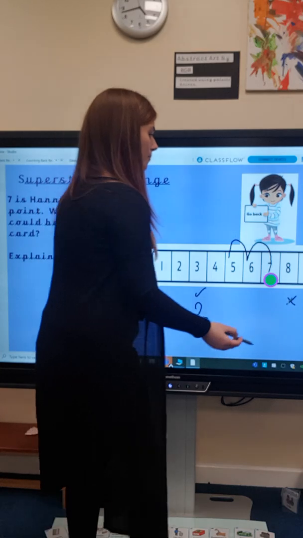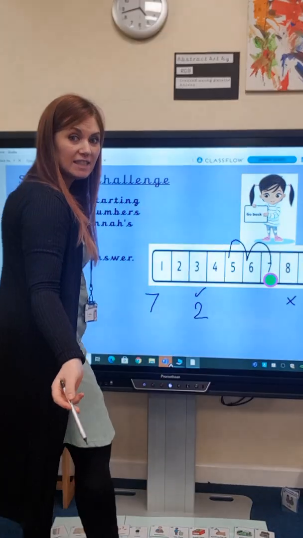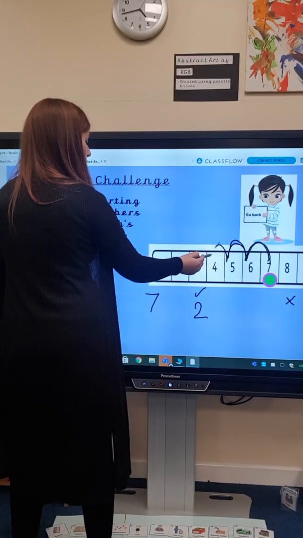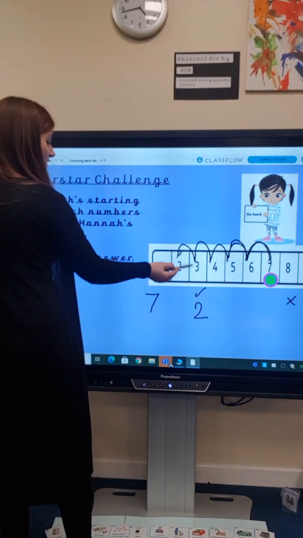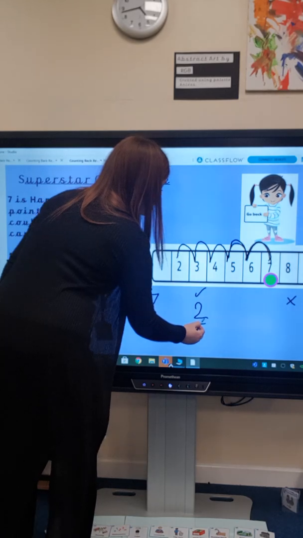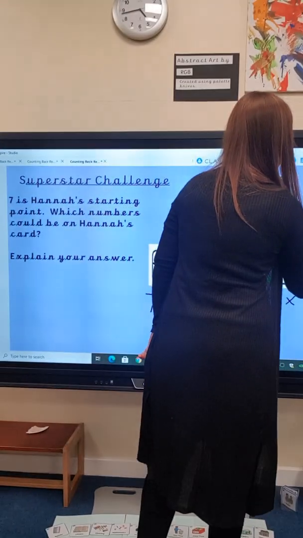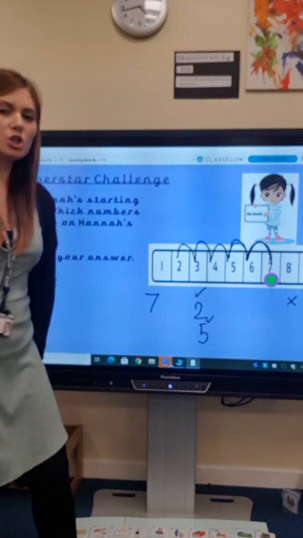Let's do another one. I'm going to go for 5. Let's see if 5 could be on Hannah's card. 1, 2, 3, 4, 5. I've landed on number 2. So 5 could be on Hannah's card. I'm going to choose another colour now with my pen so I can see where I'm going. I'm going to try 6.